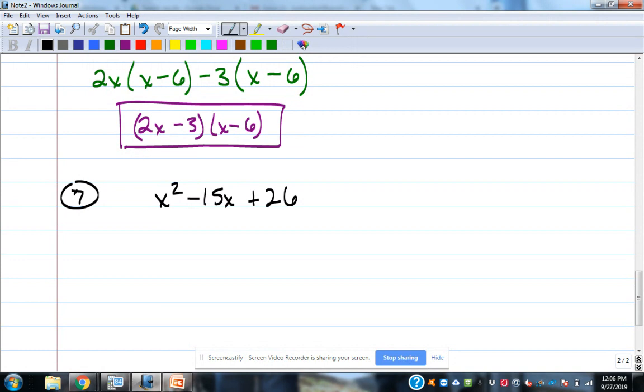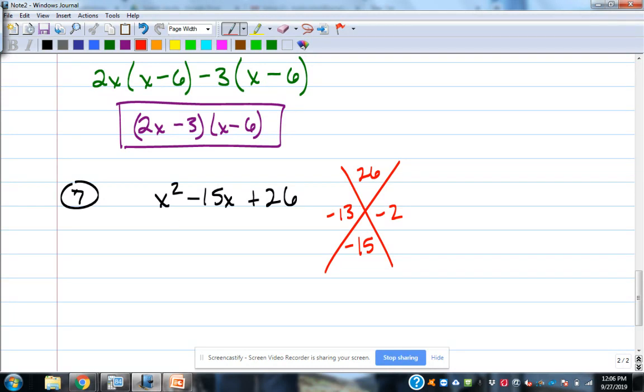All right. What's our X look like? 26 on top, negative 15 on the bottom. So we got a negative on the bottom and a positive on the top. So we know both numbers need to be what, Barry? Negative what? Negative 13, negative 2. Good job. And can we take the shortcut?